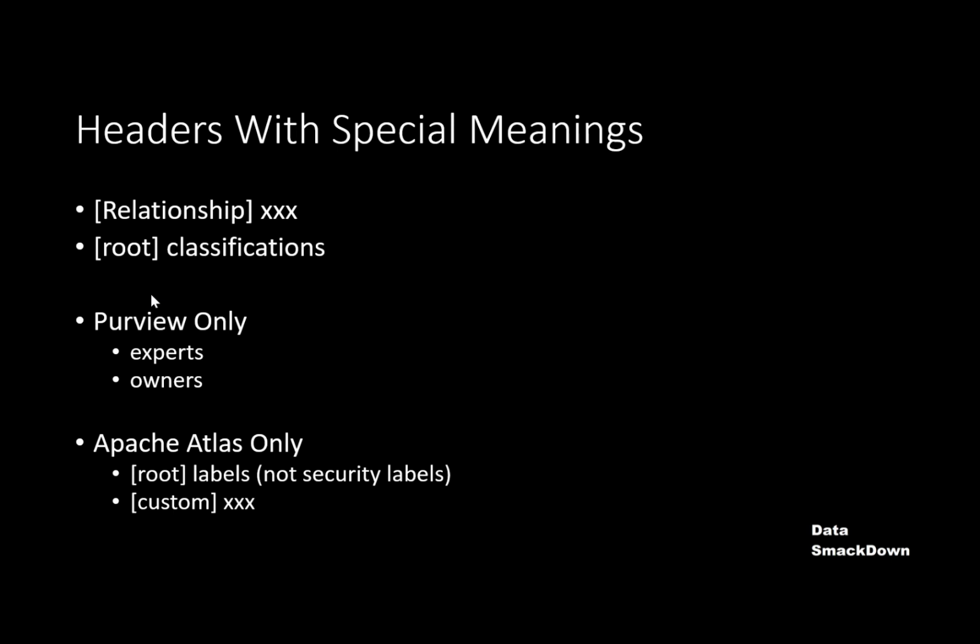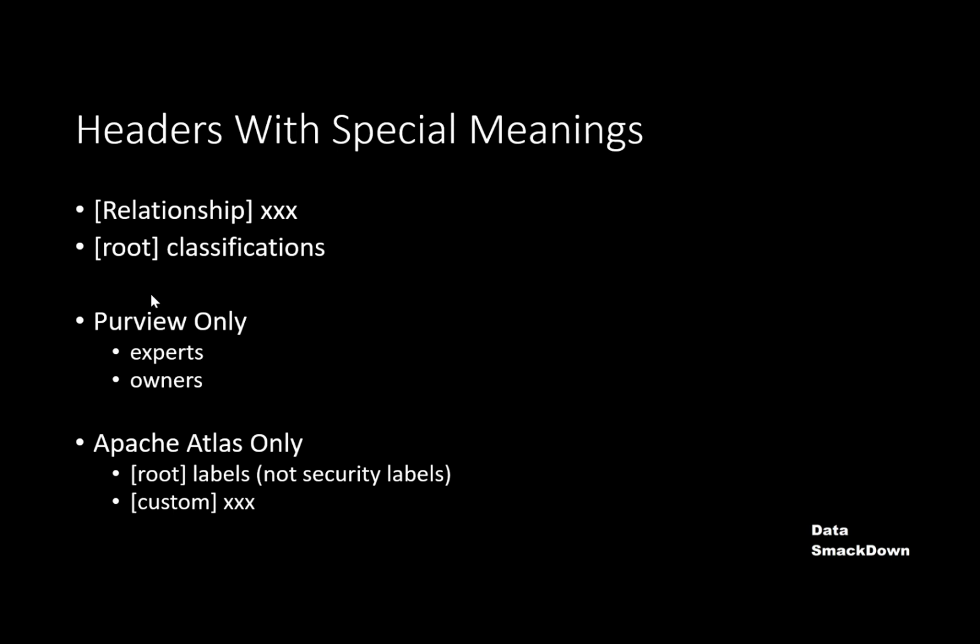So if you have a column header that says in brackets, relationship, close bracket, space, something, that is going to be considered a relationship attribute. And it's essentially a pointer to either an asset that we are working with in the spreadsheet or an existing asset as well. Then there's the brackets root classifications, and this is for specifying the classifications that you want to work with or that you want to assign to this given entity you're uploading.